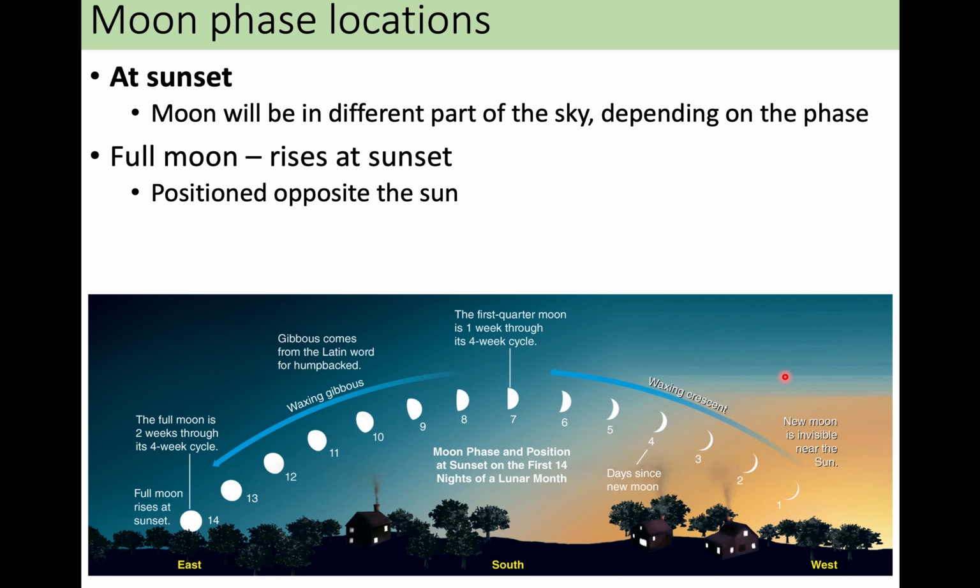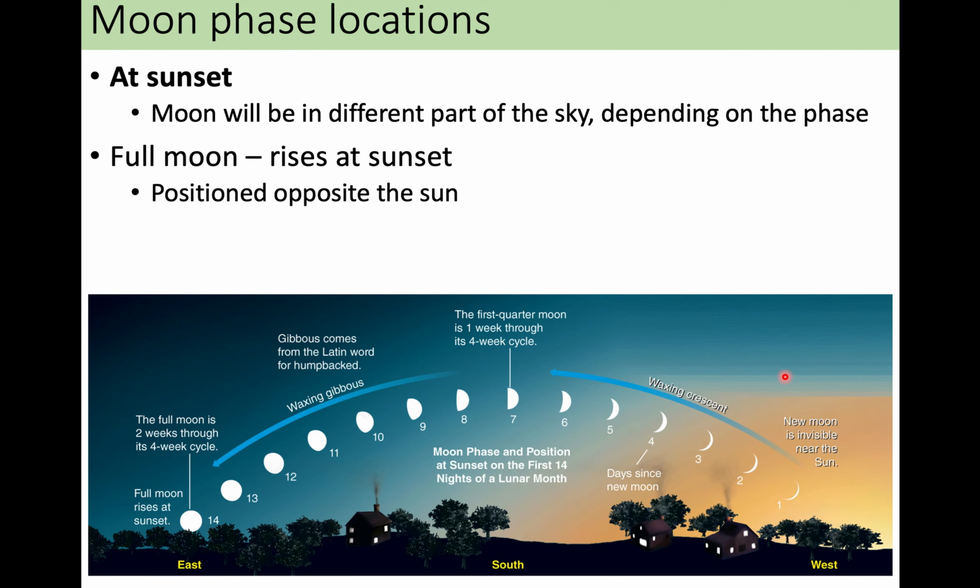So here is a diagram that, I'll be honest, it might take a couple of tries to fully understand what these diagrams are saying because there's a lot in them and they're pretty confusing. They're not intuitive, as many astronomy diagrams are, but I'll try and go through step by step. So these are the locations of the moon based on the phase at sunset.